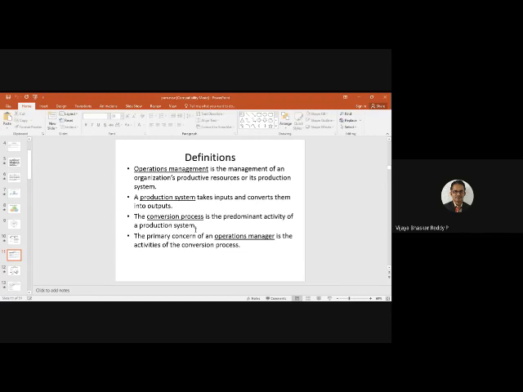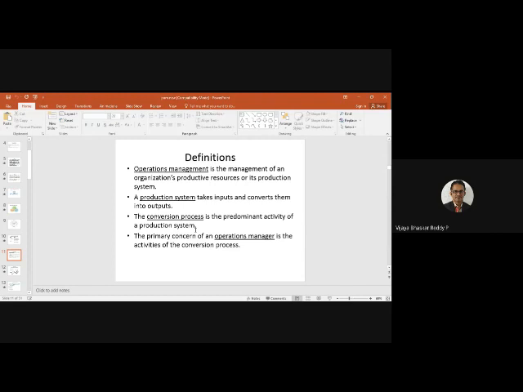And the definition of operation management is the management of organizing the production resources and its production systems, including maintenance of the production resources, meaning the resources that exist. We have some resources: man, machine, material, money, matter.